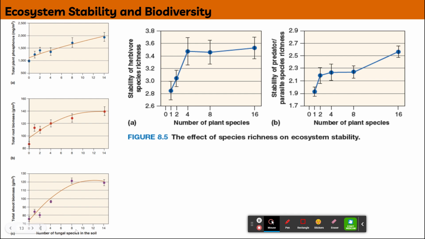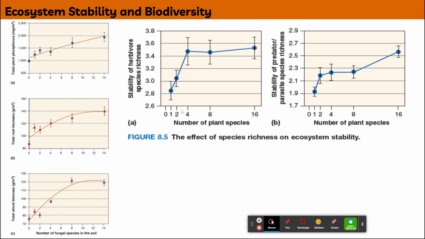So as we have more different fungal species, decomposers present in an ecosystem, the shoot biomass increases, the root biomass increases, as well as the phosphorus. So the more different types of fungal species you have, not just a lot of fungal individuals, but the different types of species you have, the more likely that the biomass of the shoot and the root of the plant are going to increase, and the total phosphorus is going to increase as well.